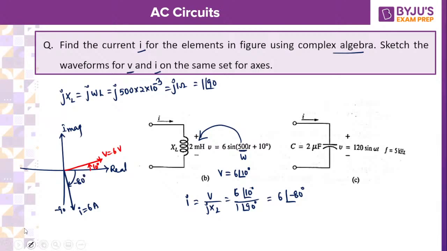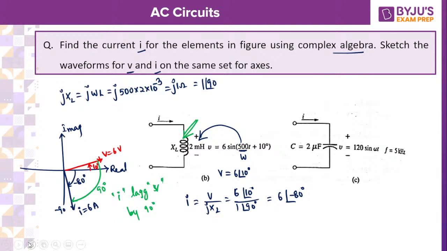You see, the angle between voltage and current should be 90 degrees because it is an inductor. As it is an inductor, the current should lag the voltage by 90 degrees. If you move from voltage to current in the clockwise direction, the current is lagging with respect to voltage by 90 degrees. Current I lags V by 90 degrees.